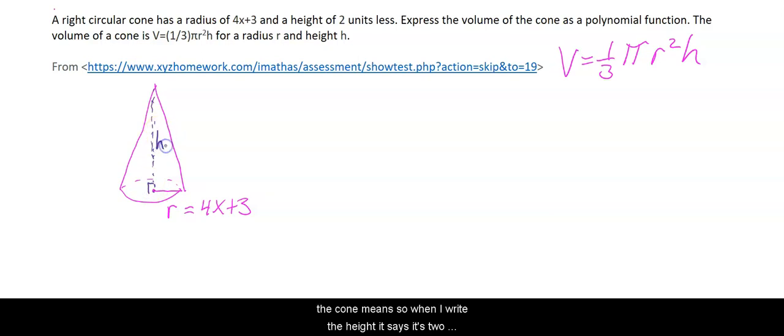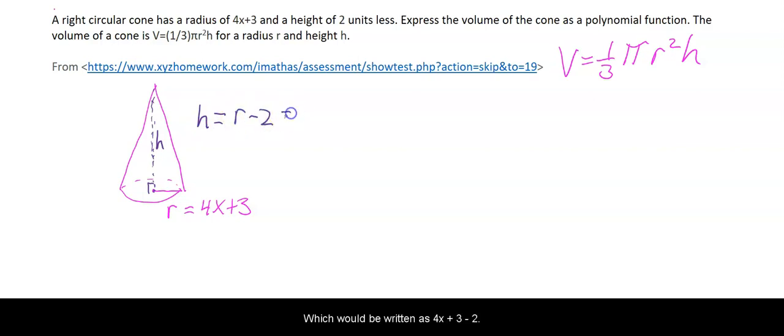So when I write the height, it says it's 2 units less than the radius. 2 units less means the radius minus 2, which would be written as 4x plus 3 minus 2, or 4x plus 1. Now let's write the volume of the cone.